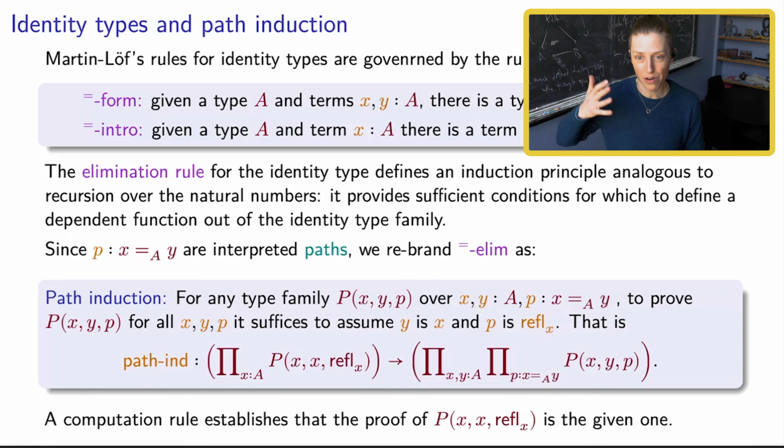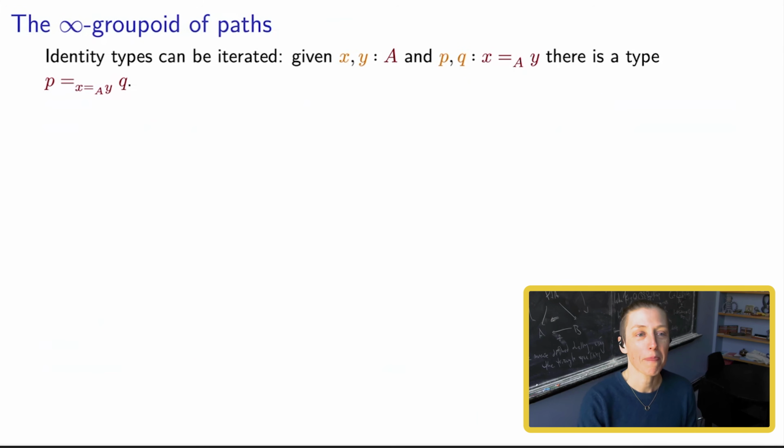So like you might know for recursion over the natural numbers, if you define a function recursively, then you get some sort of equations related to that recursively defined function. Similarly, there's a computation rule here, but it's not really going to appear. So let's sweep that under the rug.